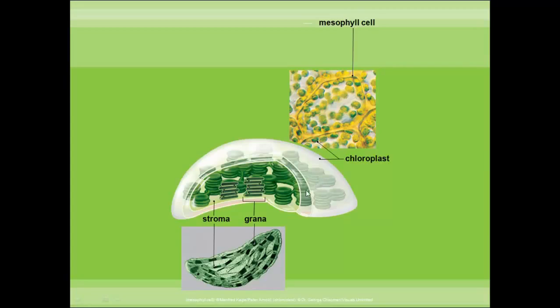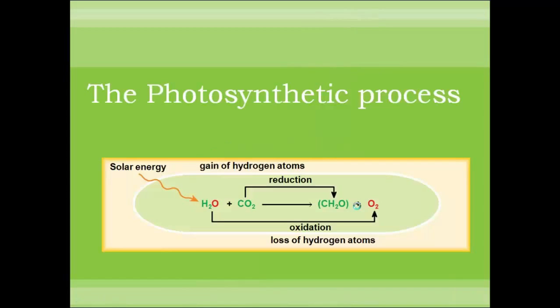The chloroplast has a double membrane. Inside is more membrane, these green discs called thylakoid discs, and the membrane is called thylakoid membrane. The first phase of photosynthesis occurs here in the grana, which is a group of discs, and the second phase of photosynthesis occurs in the stroma, which is the gel-like substance between the discs. The sun's energy is required for this process.